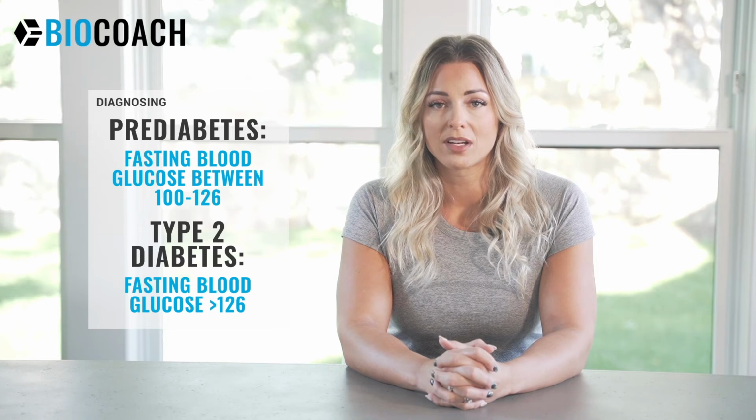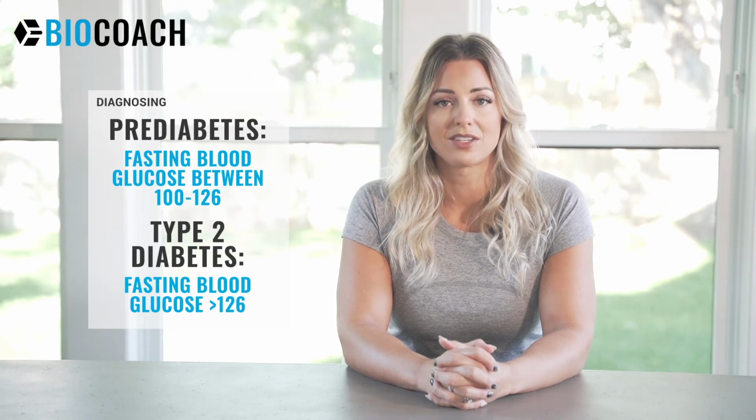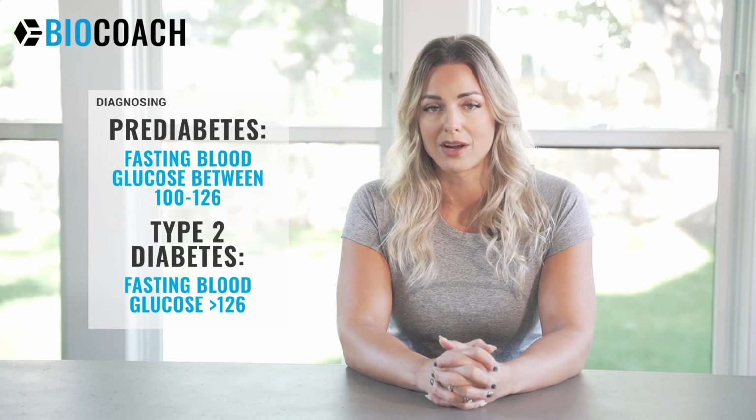This is a fasting blood glucose level taken after at least 12 hours of fasting, meaning nothing to eat or drink, no calories for at least 12 hours. We can also use something called a hemoglobin A1C to diagnose diabetes. An A1C is glycosylated hemoglobin. Hemoglobin travels around on your red blood cells, and the longer that your blood glucose is elevated, those red blood cells are prone to something called glycosylation.